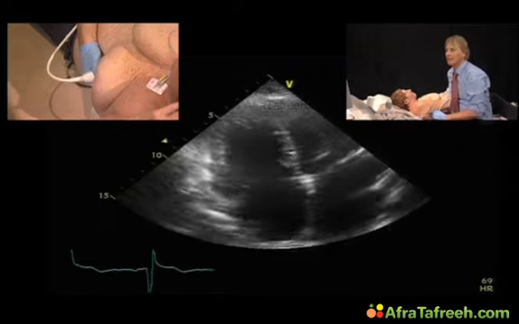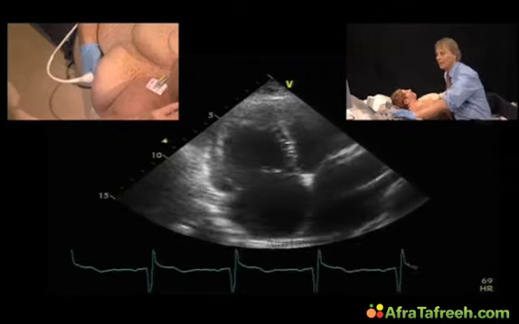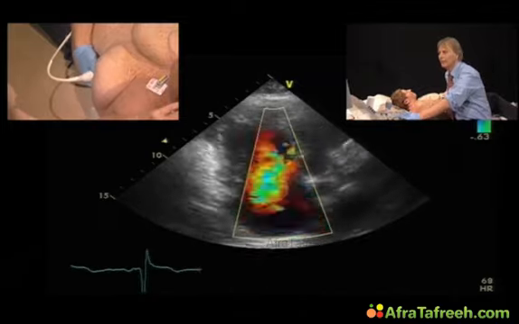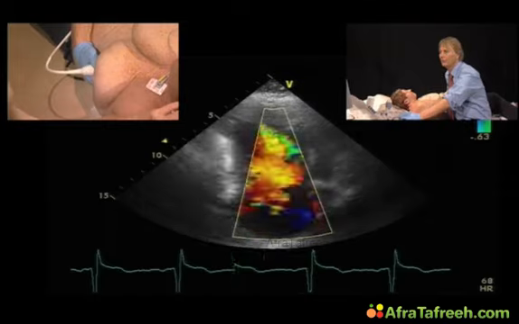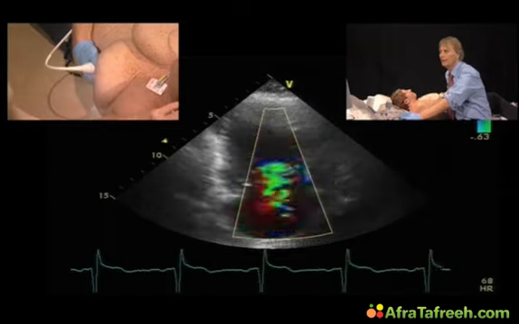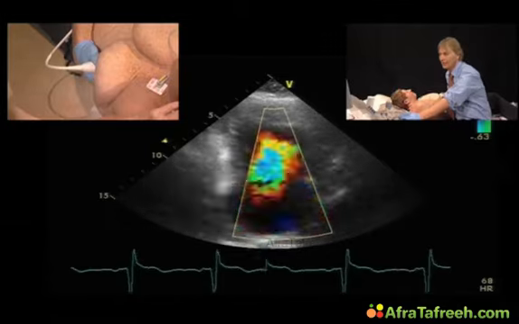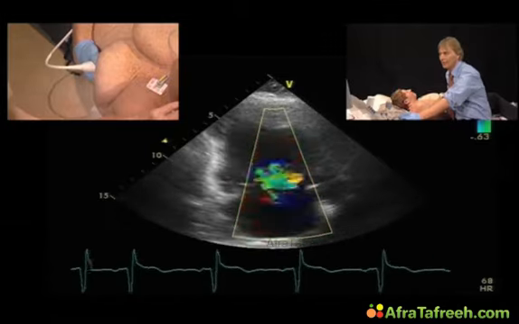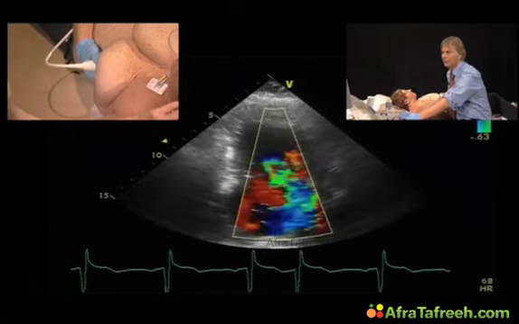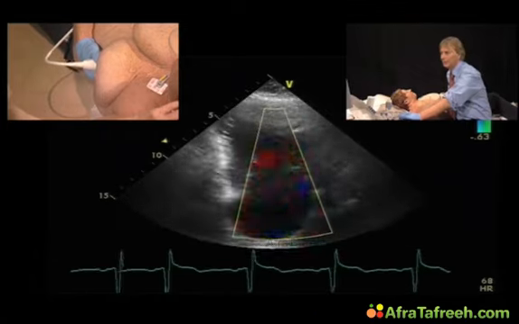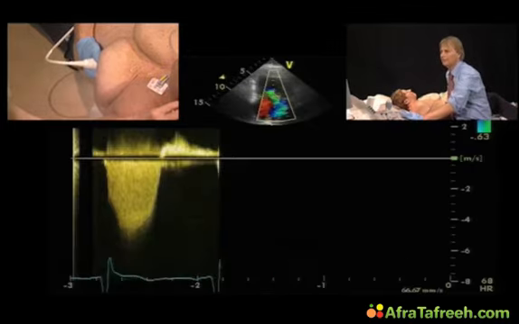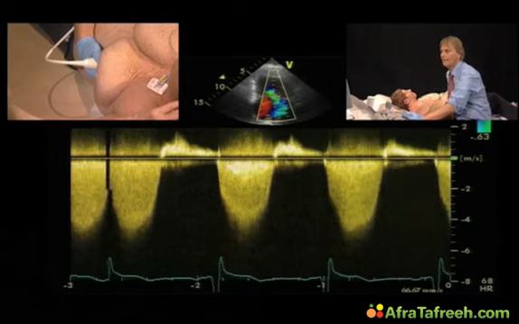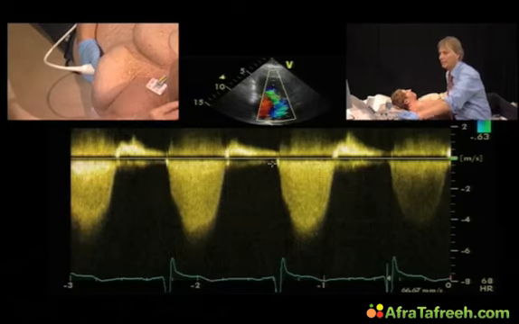But this is not always as easy as it is in this patient. Sometimes you have to rotate the transducer and look at the right ventricle more from a two-chamber view, and thereby you can also visualize eccentric jets and get a better orientation between the continuous wave Doppler and the regurgitant jet, which should always be parallel. Let's try this again. So this would be a velocity again around 5 meters per second.